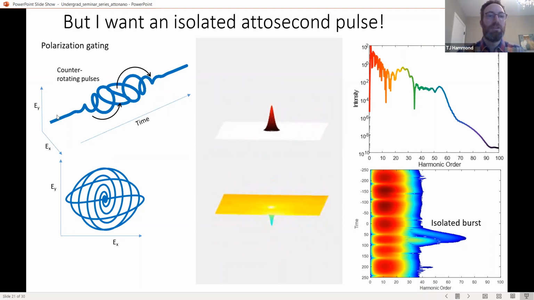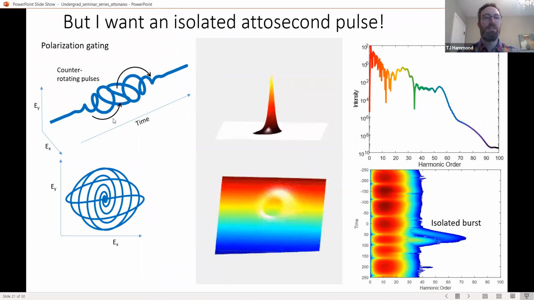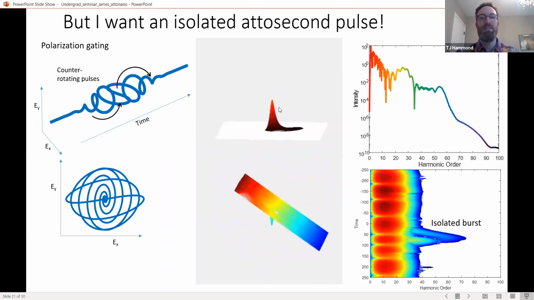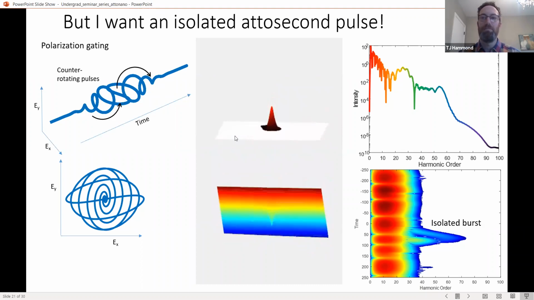And so what we can show here is what the electric field looks like. And it looks kind of like this pigtail, in that it's going around in a circle, and then for one half cycle we stop and we go back the other direction, and then it goes back the other way. And so for one half of this pulse, it's going, say, counterclockwise, and then the rest of the pulse, it's going clockwise. And right at that one point where the two directions meet, you have this one isolated attosecond pulse.